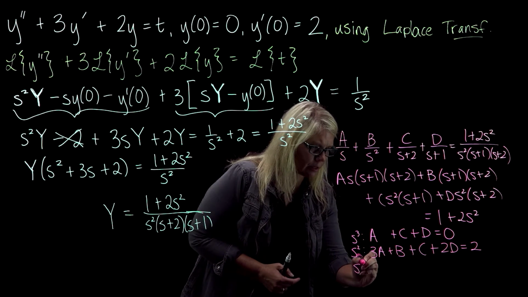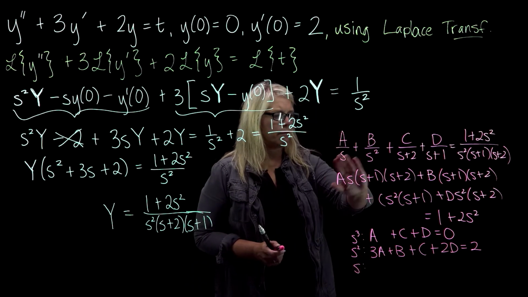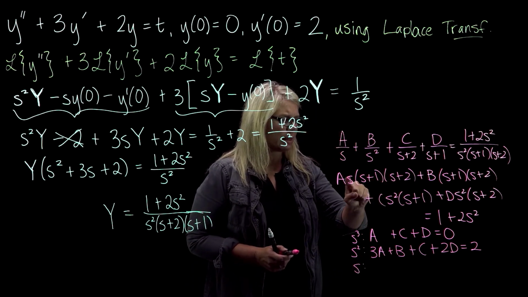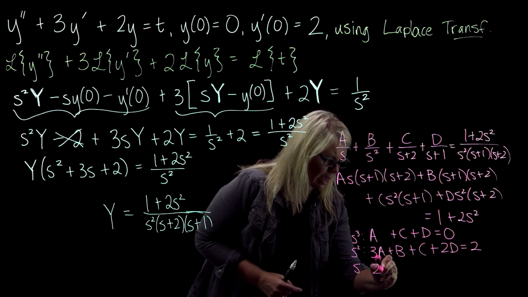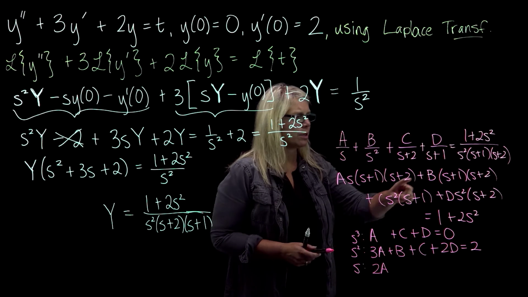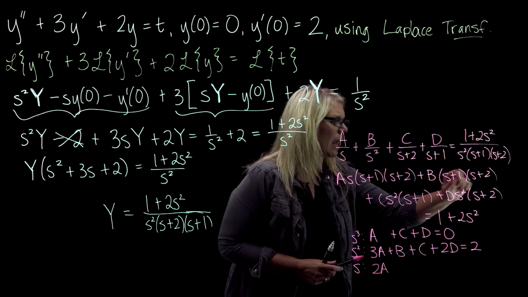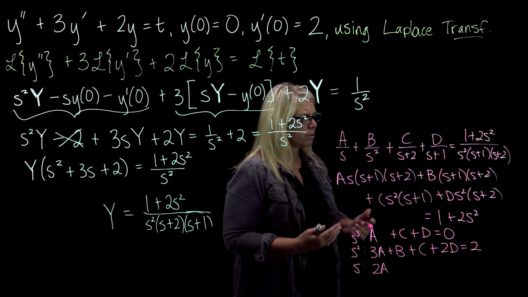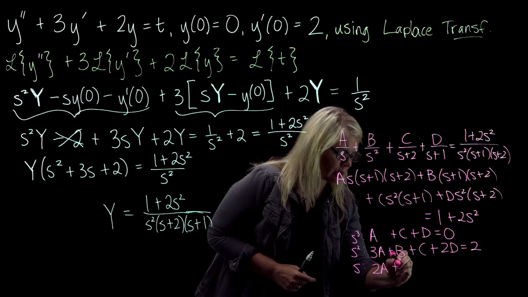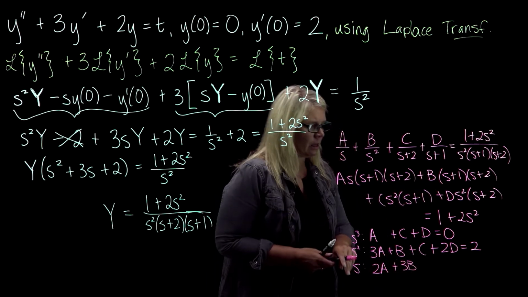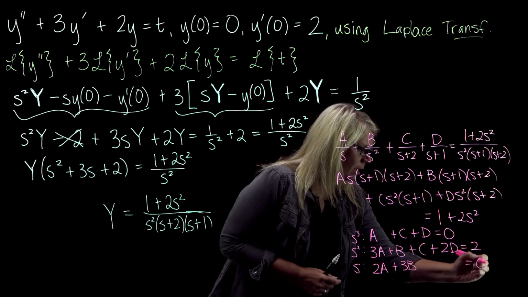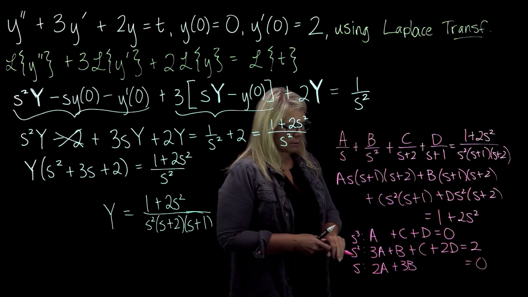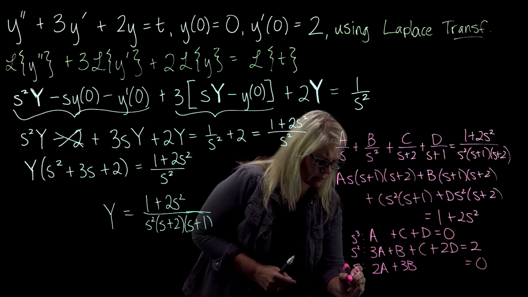For the s terms, when I FOIL all this out, I'll have a 2s from all of this, so a times 2s. So 2a is the coefficient for the s term. Here I'll have a 2s plus a 1s, so 3s times b. So 3b. There's no s term here and no s term here. And on the right-hand side, there's no s term, so that coefficient is 0. And then the constant terms.